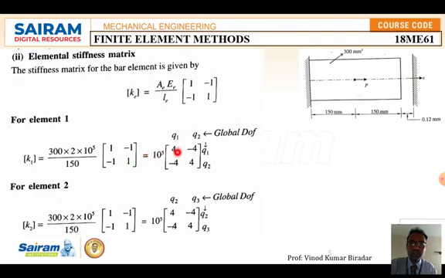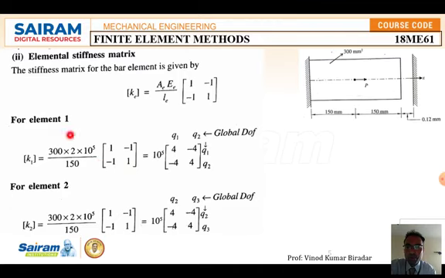times the matrix [4 -4; -4 4], with Q1 Q2 and 1 2 as the node numbers. Since it considers only one element, node numbers 1 and 2 are present. For element 2 it is the same, A2 E2 by L2. If you substitute all the values, you are going to get 10 to the power of 5 times [4 -4; -4 4].